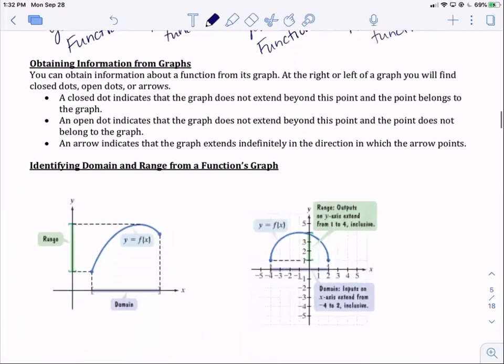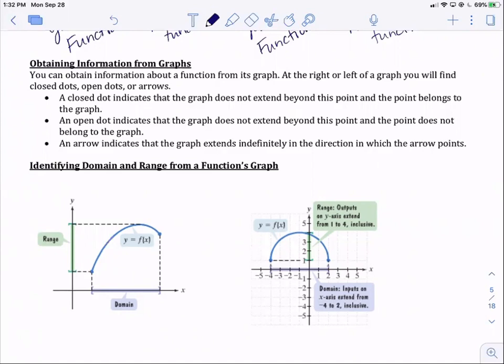All right, last part. We're going to look at different graphs, domain, range, and then evaluating a function using a graph. Remember, if it's a closed dot, we use a bracket. If it's an open dot, we use a parenthesis. And if it's an arrow, we use a parenthesis. Remember, domain is your x values and range is your y values.